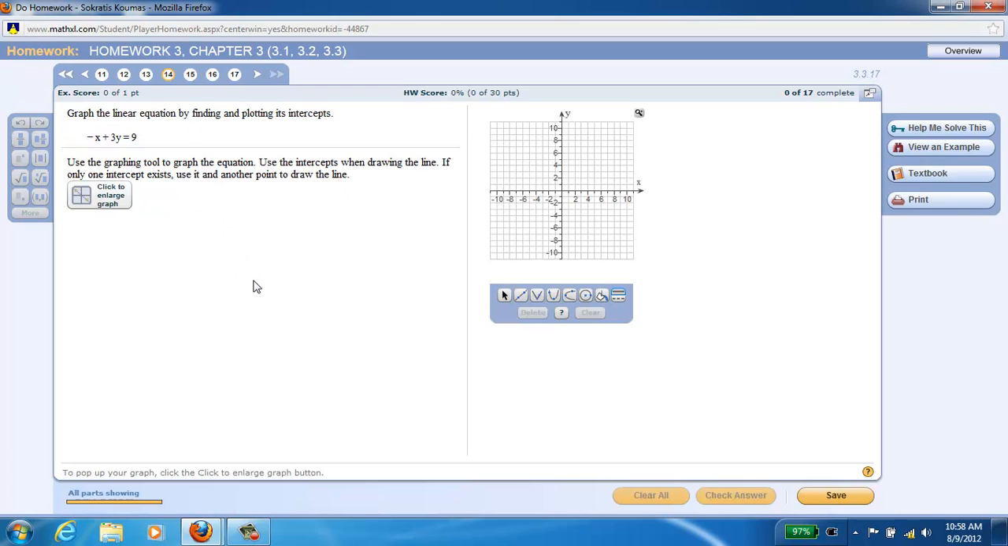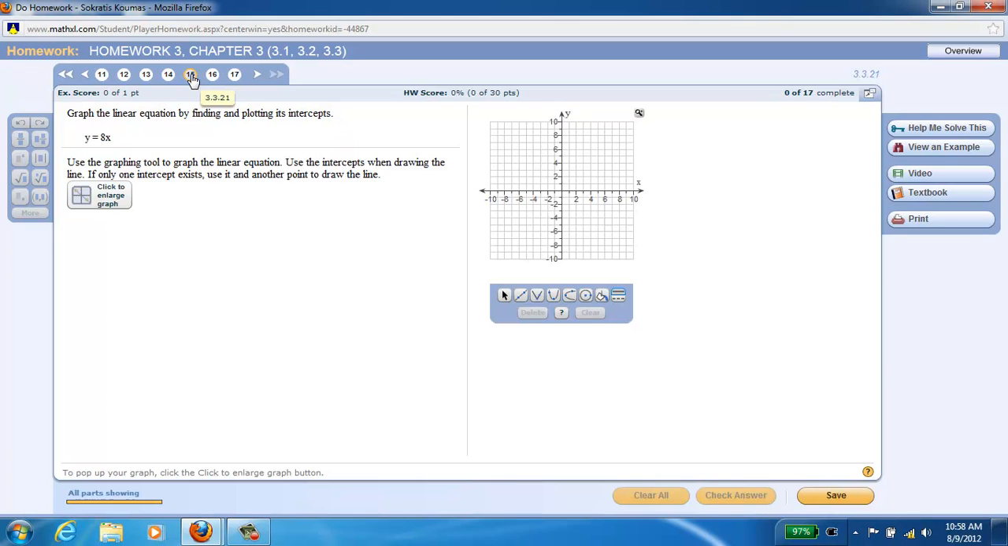Problem number 14, you have to graph the equation negative x plus 3y is equal to 9. So in this case, you have to figure out the value for x and what is the value for y. Repeat it a couple of times and then plot the points and create a straight line, and these are the tools that you have to use.